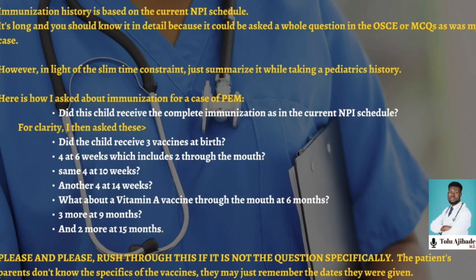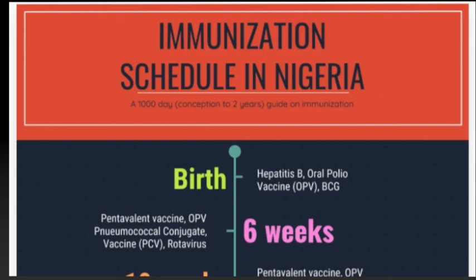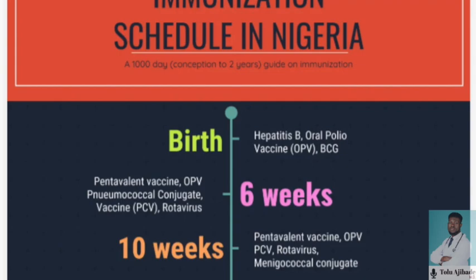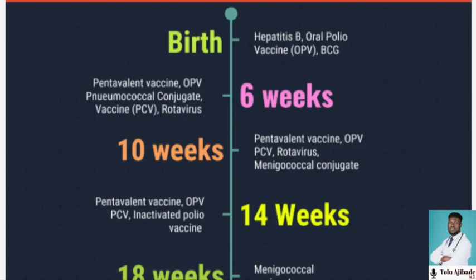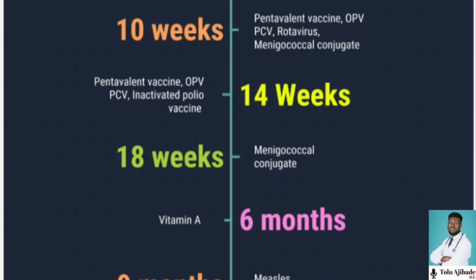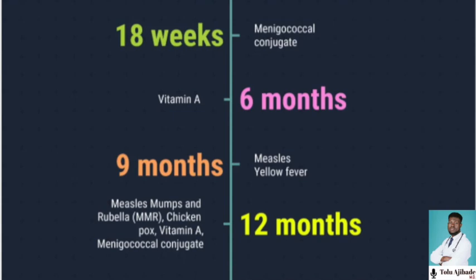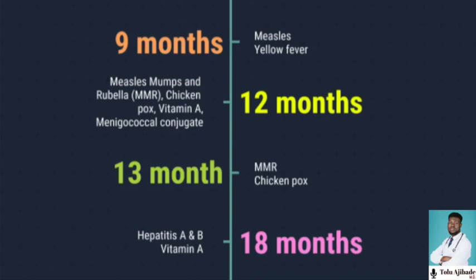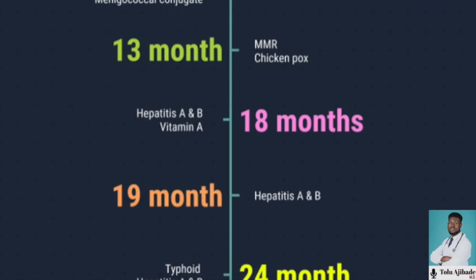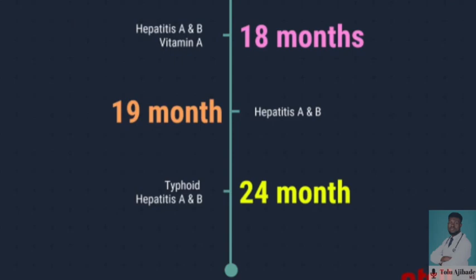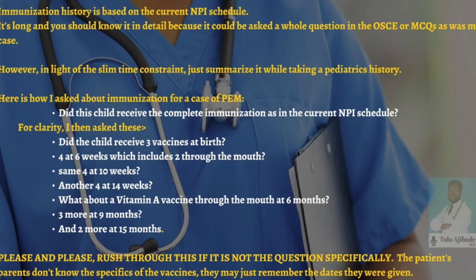Did the child receive 3 vaccines at birth? Depending on the schedule, for my schedule there were 3 vaccines at birth. I didn't need to get into the detail of every single vaccine. Did the child receive 4 at 6 weeks, which included 2 oral vaccines, the oral polio and the rotavirus? But I just said 2 vaccines through the mouth. Did the child receive the same set of vaccines at 10 weeks? Did the child receive another 4 vaccines at 14 weeks? What about a vitamin A vaccine through the mouth at 6 months? Then 3 more vaccines at 9 months, 2 more vaccines at 15 months. And please rush through this if it is not the question specifically, because the patient's parents don't even know the specifics of the vaccine.